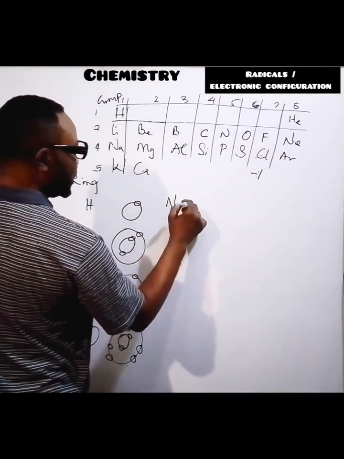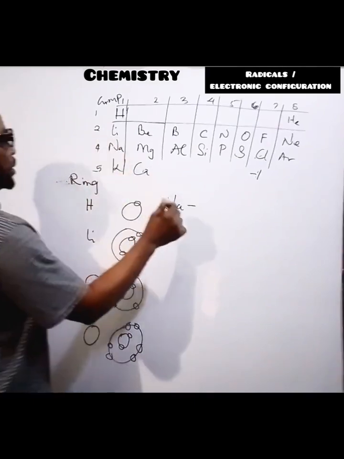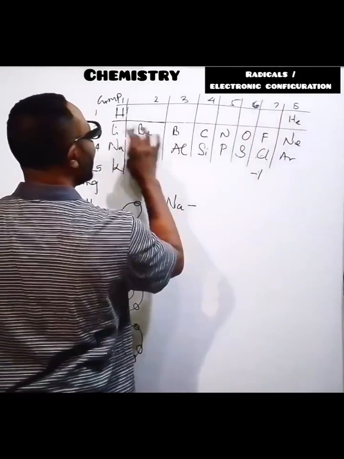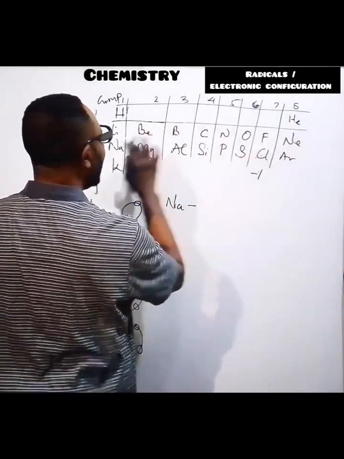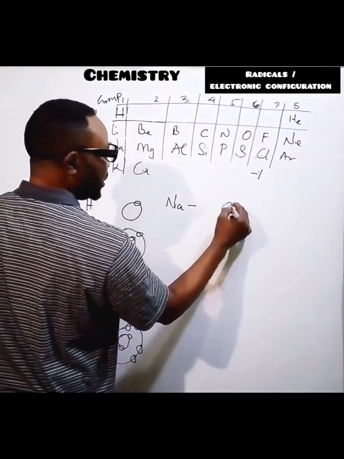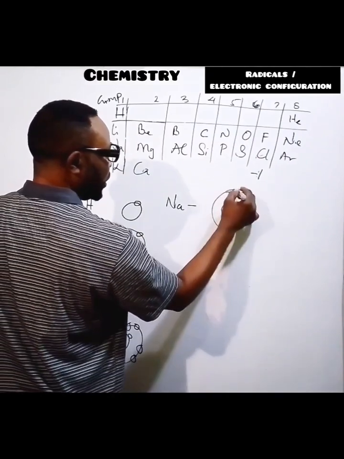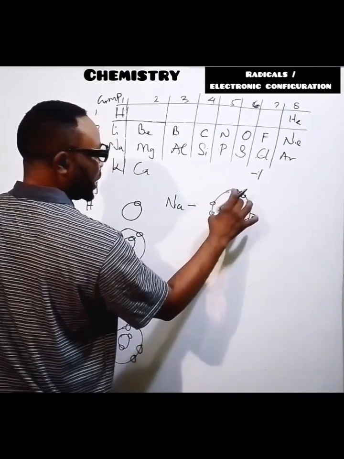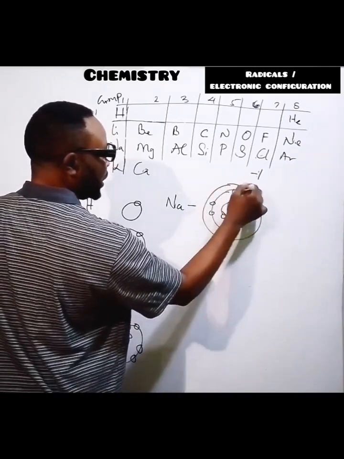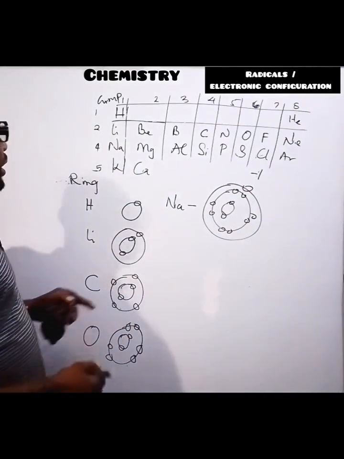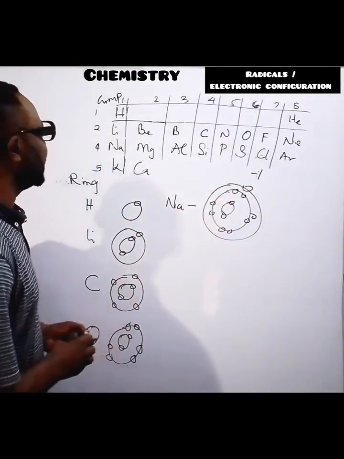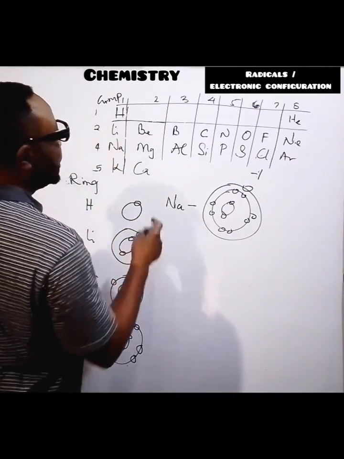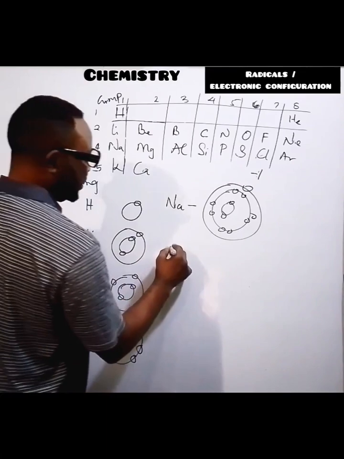Sodium. Now, sodium is 11. If you count it, 1, 2, 3, 4, 5, 6, 7, 8, 9, 10, 11. Sodium is 11, that will be 2, then 1, 2, 3, 4, 5, 6, 7, 8. And you count it with this, that's 10 now, 11. You can see that it also has 1 electron in its outermost shell. I come to magnesium.